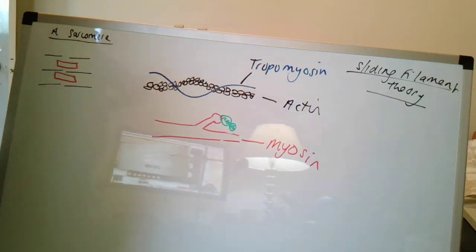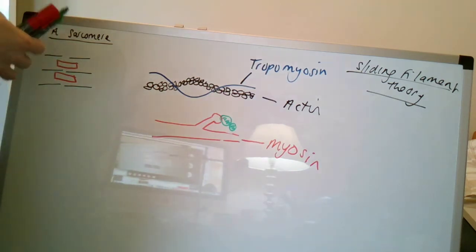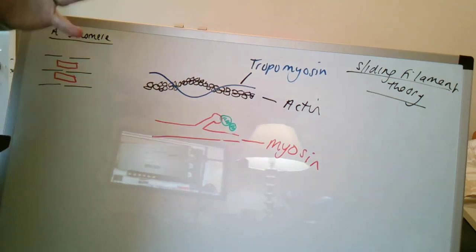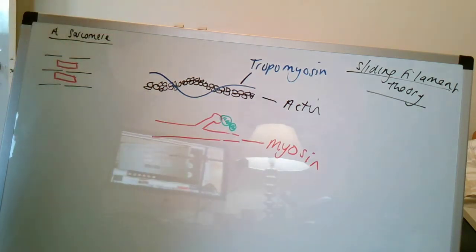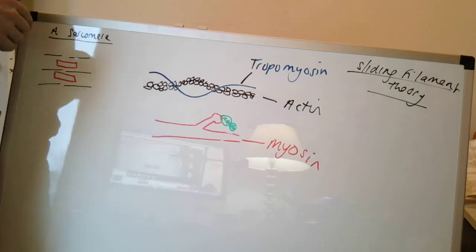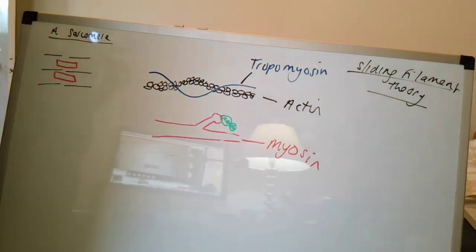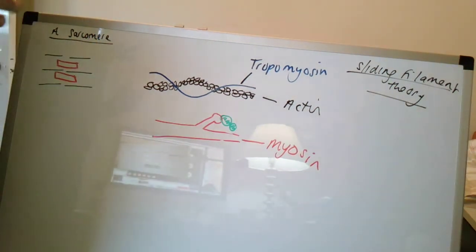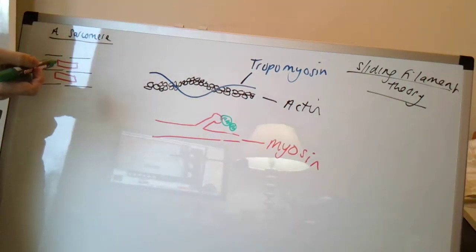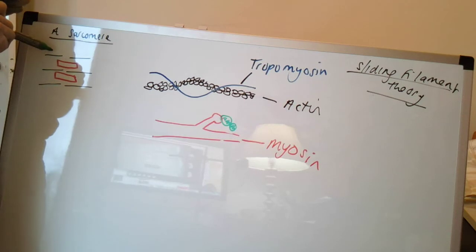Hi guys, so what I wanted to do was show you on my whiteboard at home the sliding filament theory of muscle contraction. Now, there's a few things just to get your head around first. So the first thing is what a sarcomere is. Remember, a sarcomere is a functional unit of a muscle fibre or a myofibril. Now, remember, the sarcomere itself is made of thin actin filaments and thick myosin filaments.